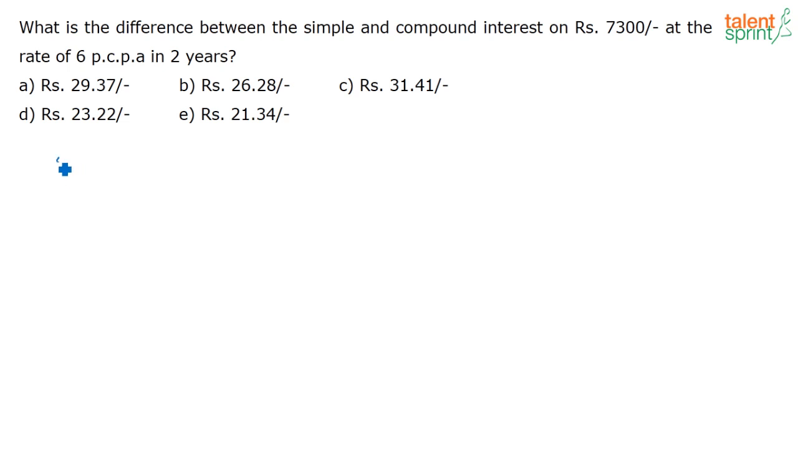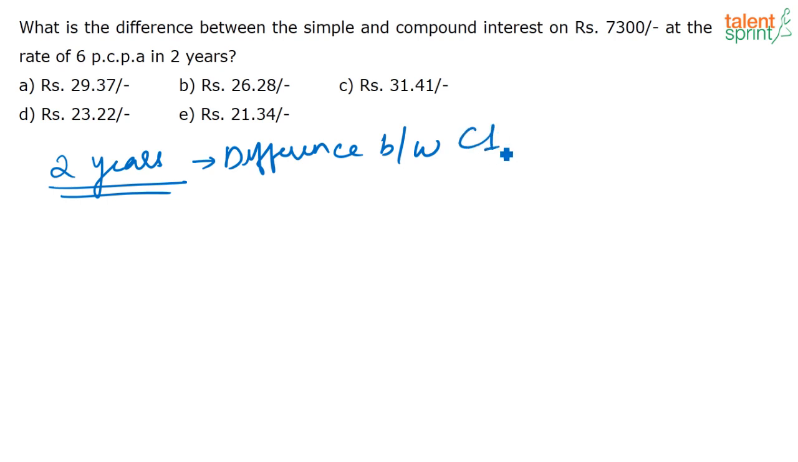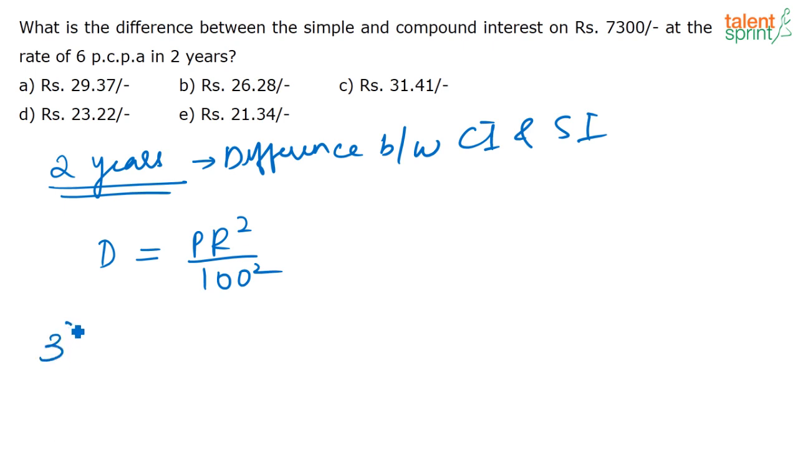See, if the question is to find the difference between the simple interest and compound interest for 2 years, on the same principal at the same rate of interest, the difference between the simple interest and the compound interest is given by the formula PR squared by 100 squared. Just remember this formula. Similarly, if you are asked to find the difference between the simple interest and compound interest accrued on the same principal with the same rate of interest for 3 years, the difference is given by what formula?